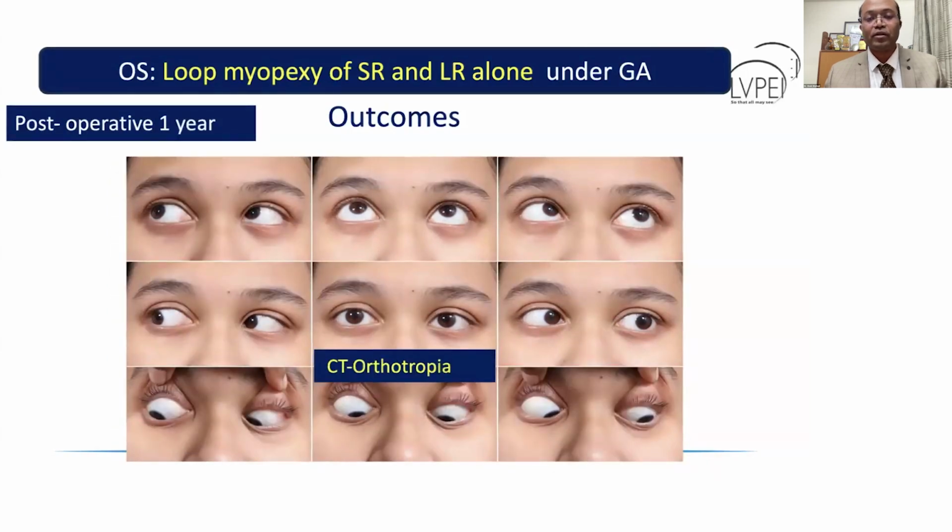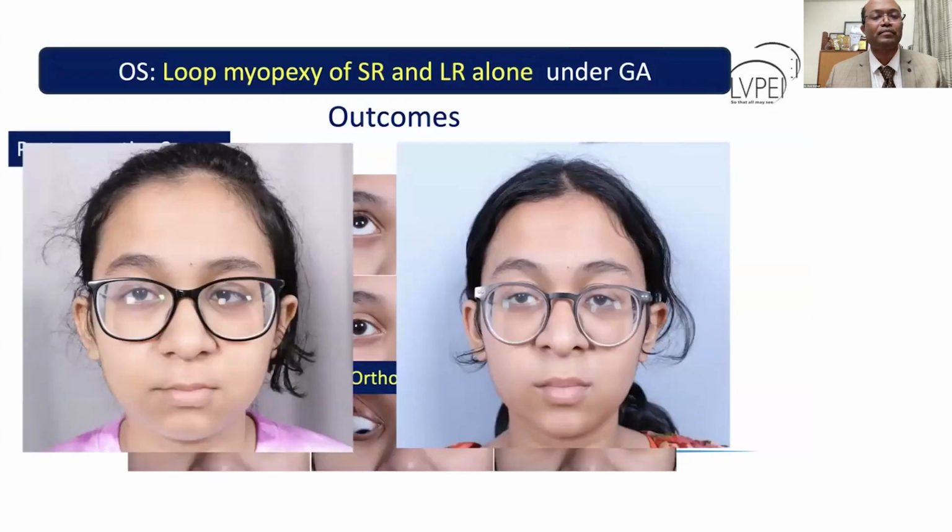And at 1 year, she is almost orthotropic without any motility limitation as such. Although you can see in this photograph, in clinic I could see that she was pretty able to elevate and abduct her left eye. So this is how pre and post-op rehabilitation we can help these patients to see.